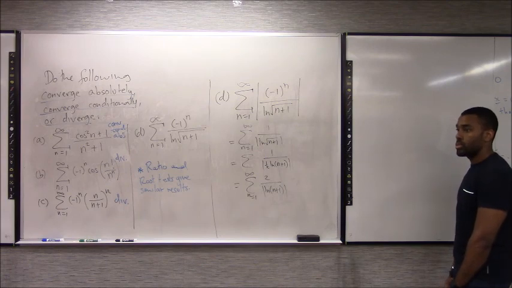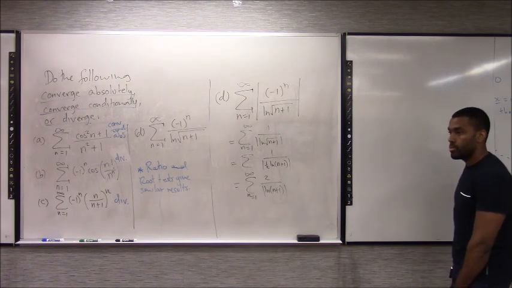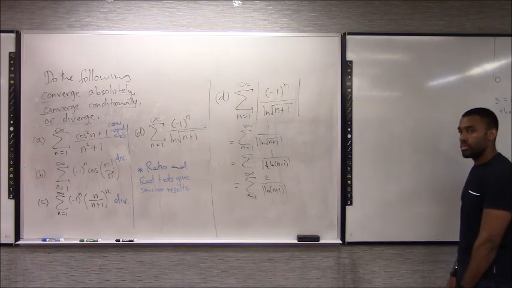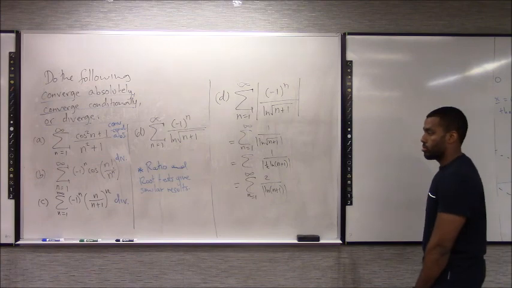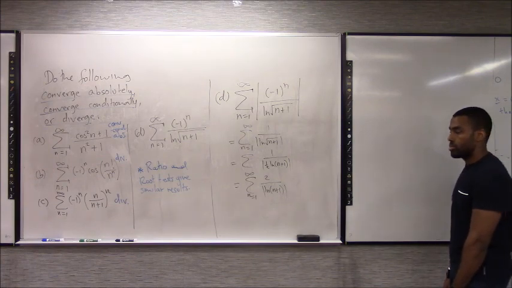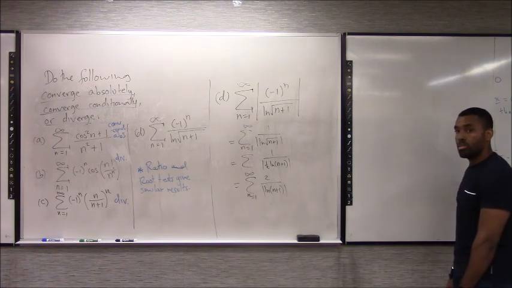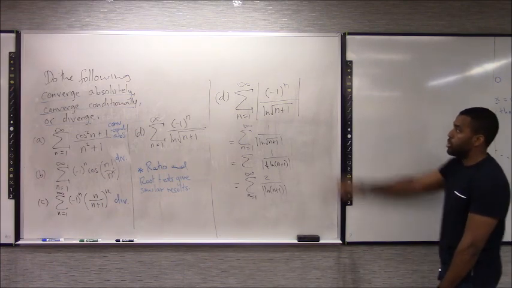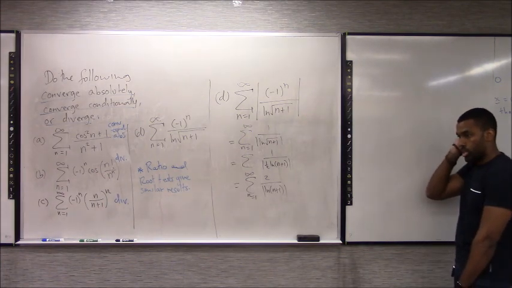Yeah? Could you use the alternating series test? It's not alternating. It's not alternating because of the absolute values, right? We're checking absolute convergence first, so there's no change in signs.